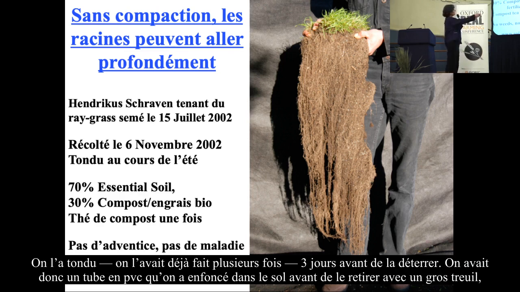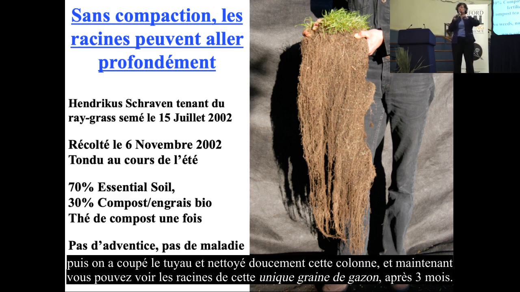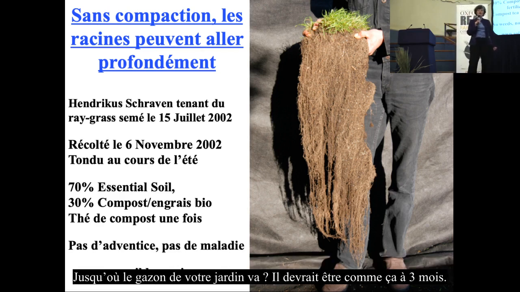We were mowing that grass, so we mowed the grass several times. 3 days before we dug this plant out of the soil, we had a PVC pipe that we pounded into the soil, and then we pulled it up using a big winch, cut the PVC pipe off, washed that soil, that column, gently, and you can see the roots from that single seed of grass after 3 months. How far down does the grass in your lawn go? It ought to be like this in 3 months.